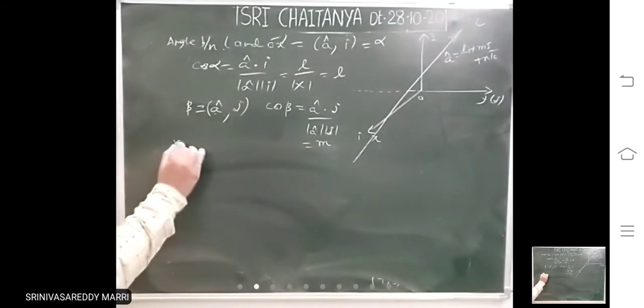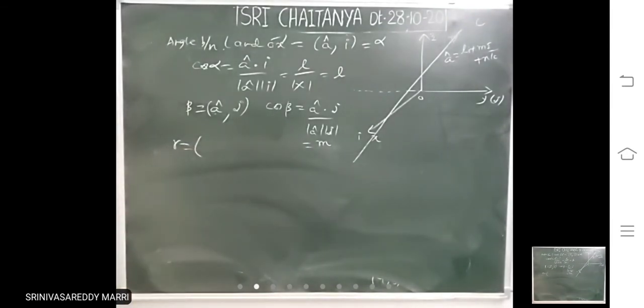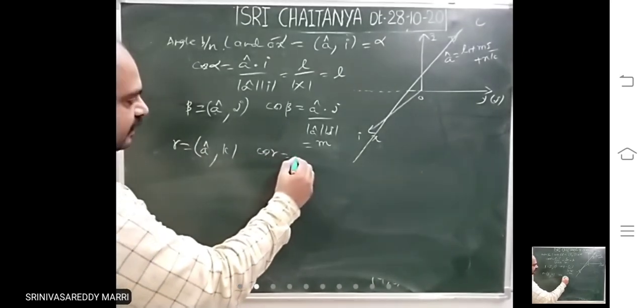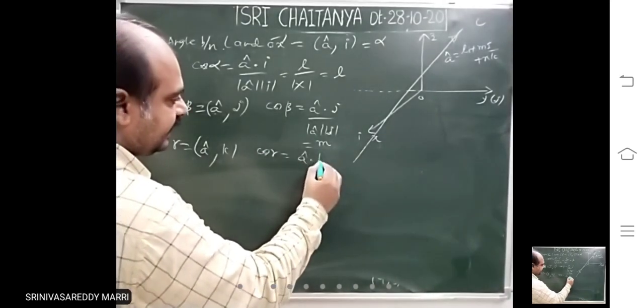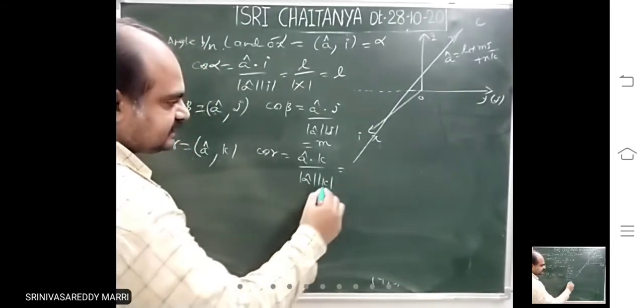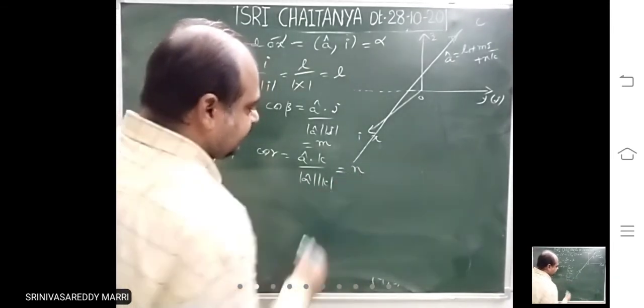Similarly, gamma, what is he told? Gamma is the angle between the line and Z axis. Line means A cap, Z axis means K. That means cos gamma is nothing but A cap dot K divided by modulus K into modulus A cap. So this is nothing but N.